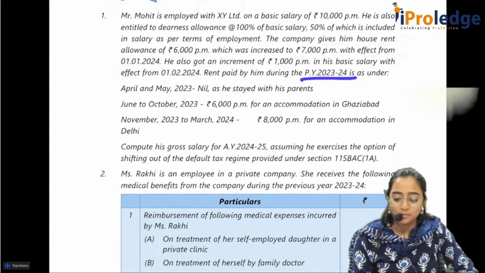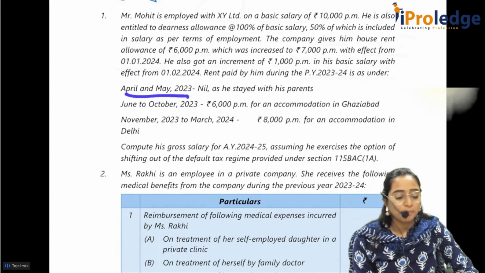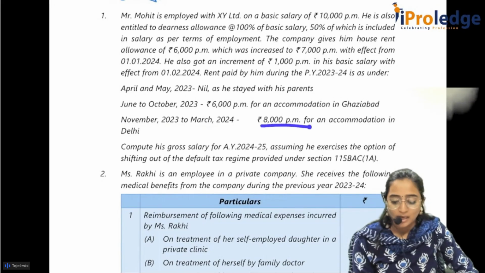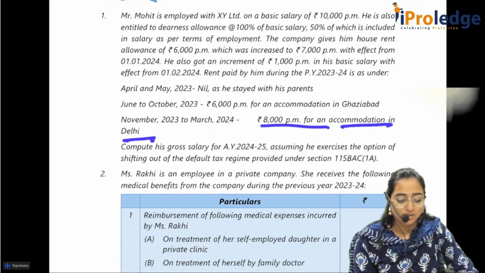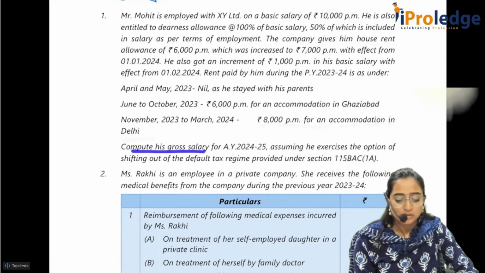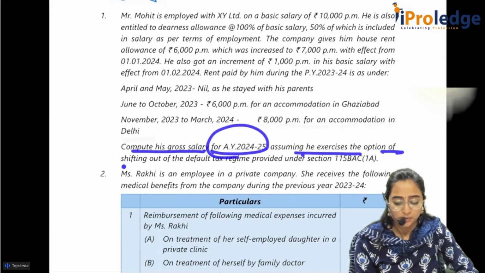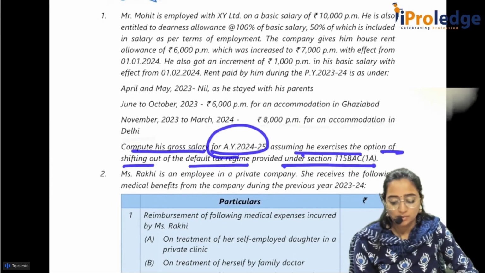Rent paid by him during the PY 23-24 is as under. April and May 2023, nil as he stayed with his parents. June to October 2023, 6,000 per month for an accommodation in Ghaziabad. November 2023 to March 2024, 8,000 per month for an accommodation in Delhi. Compute his gross salary for AY 24-25, assuming he exercises the option to shift out of the default tax regime under 115BAC.